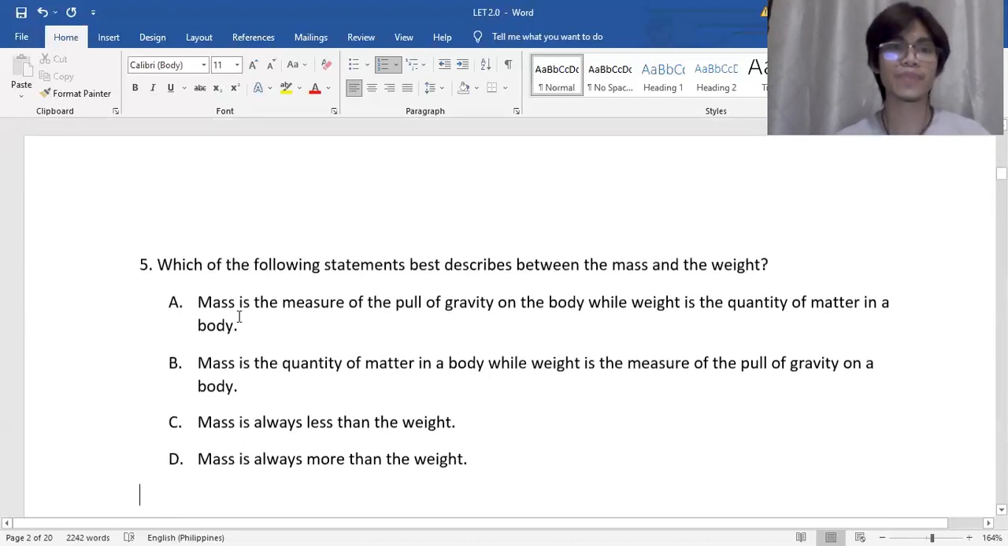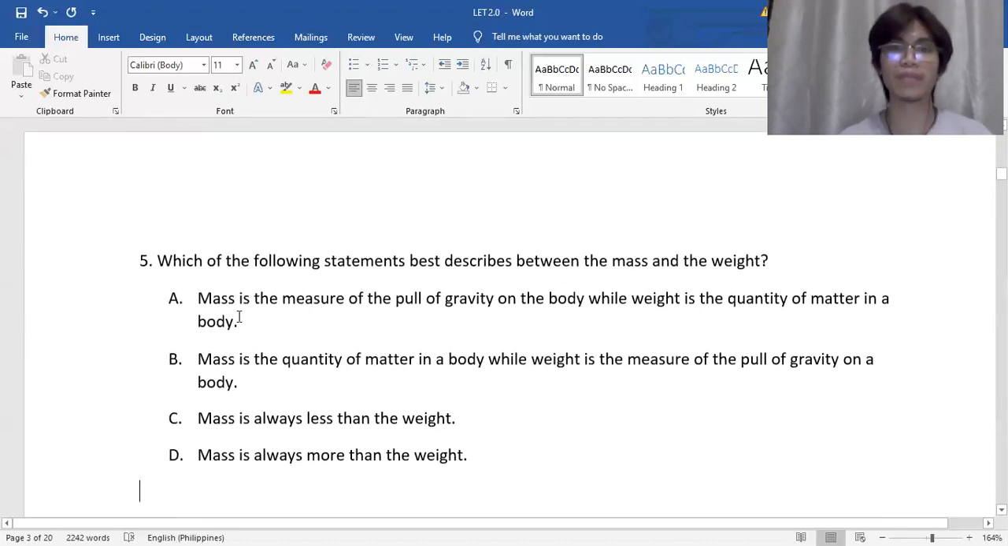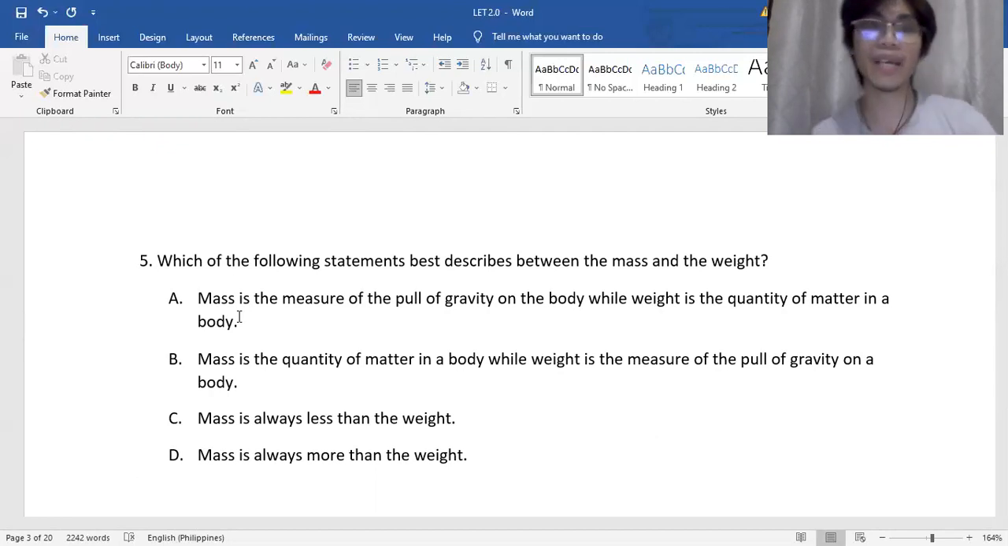Number 5. Which of the following statements best describes the difference between mass and weight? A. Mass is the measure of the pull of gravity on the body, while weight is the quantity of matter in a body. B. Mass is the quantity of matter in a body, while weight is the measure of the pull of gravity on the body. C. Mass is always less than the weight. And D. Mass is always more than the weight.